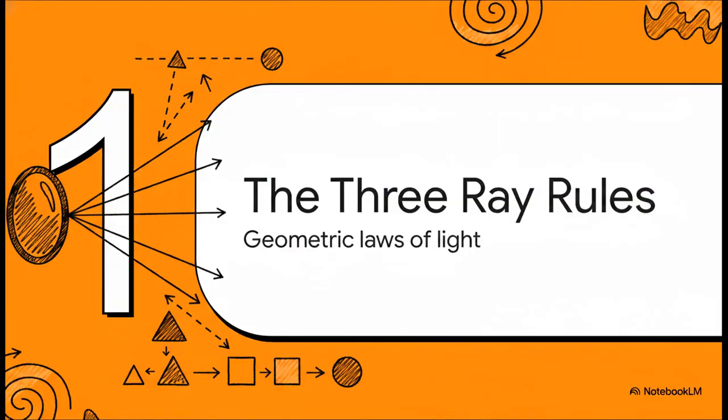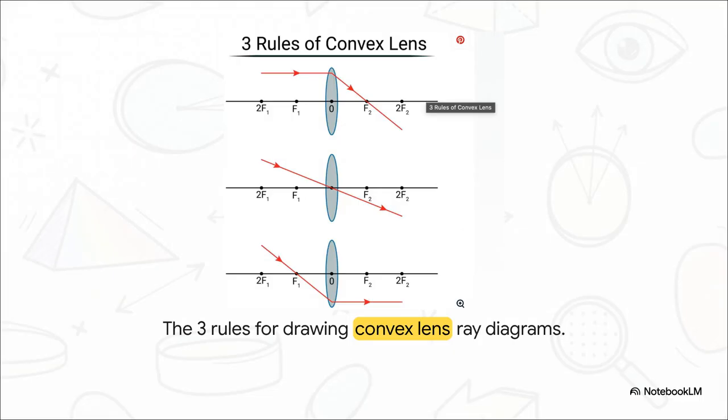The 3 ray rules. So converging, or convex lenses, reliably force light rays into highly predictable paths. To actually find an image, you only ever need to draw 2 of these 3 rays, but you really should know all 3. Rule number 1.